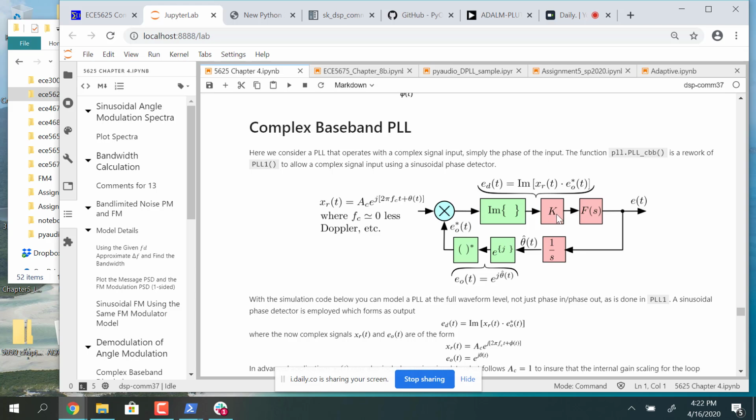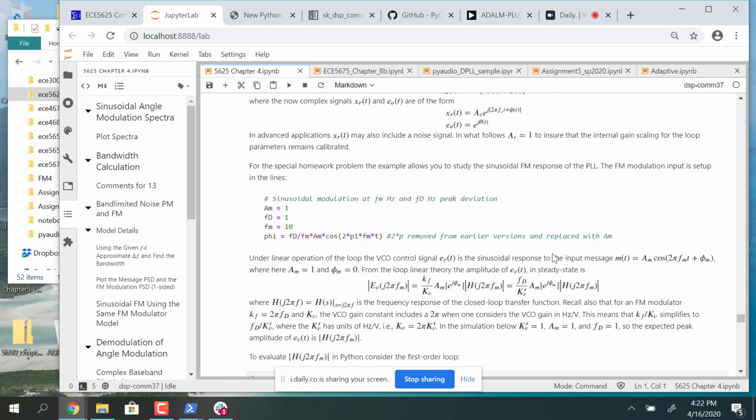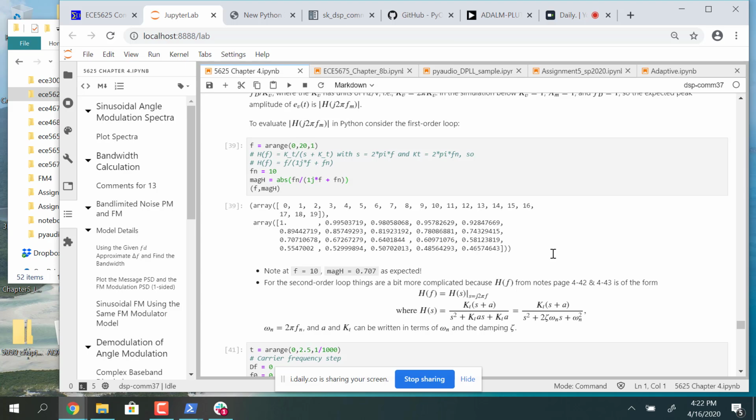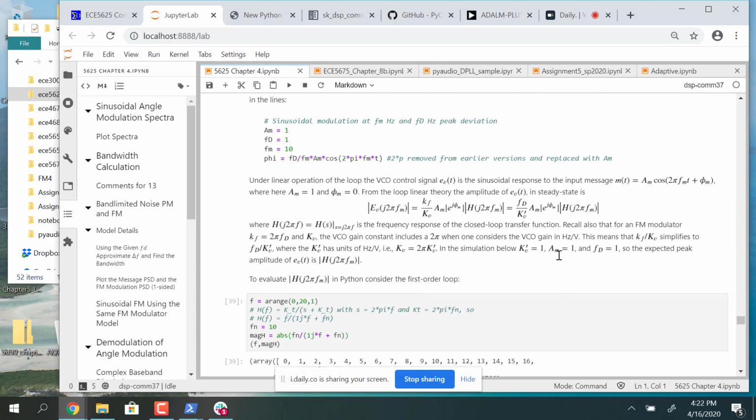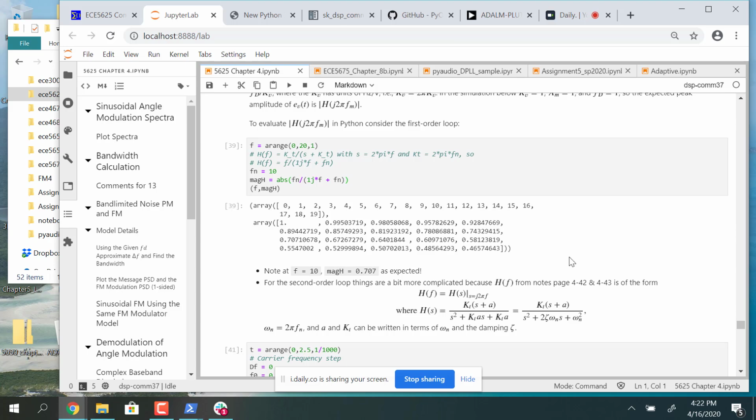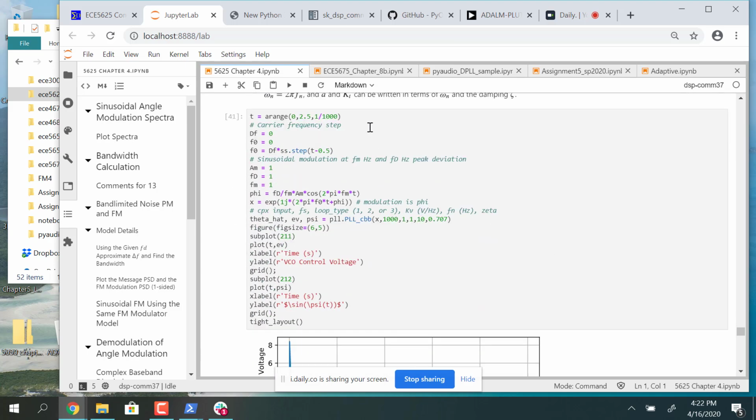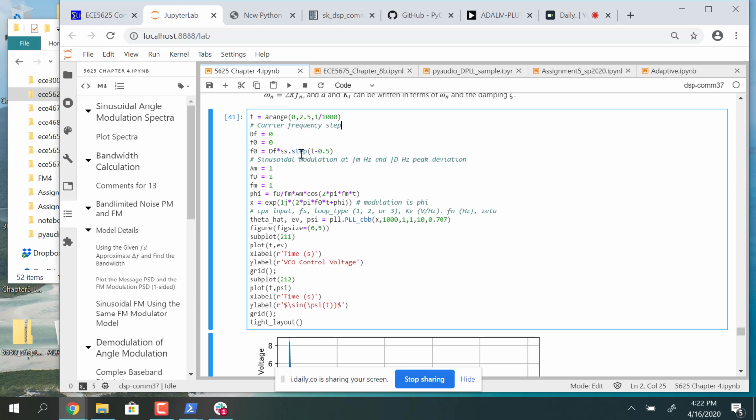We have an effective gain K, we have a loop filter F of S, we have a 1 over S due to the integration action of the VCO. And so if we run a simulation, which in the interface is pretty much the same after that, like I've got over here, I'm going to do 2.5 seconds. I'm going to have the carrier frequency of 0 rather than having it step to some value. The carrier frequency will be at 0 in the complex baseband sense.